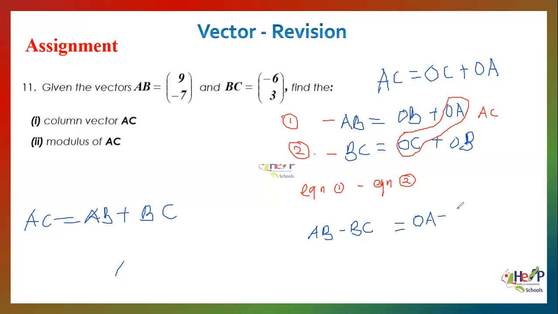Excuse me, teacher. Yes, please. Teacher, the way you have stated the equation, AB should be equal to OB minus OA, not OB plus OA. I think that was the mistake. Yeah, it has to be minus. Thank you for that. I was wondering why it was not giving.